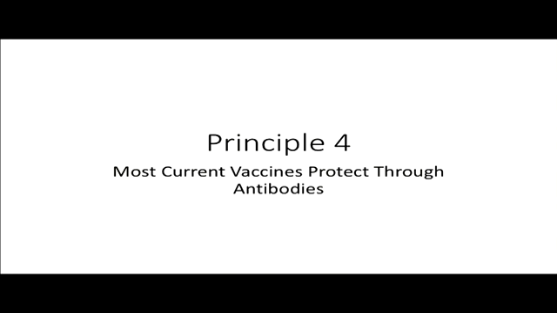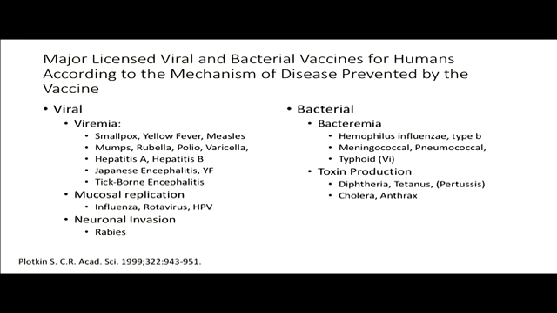New vaccines are going to have to be, perhaps, where antibody is not a simple correlate or a mechanism of immunity, are going to be increasingly more complex. For example, against tuberculosis, against HIV. These are almost certainly going to need to be T-cell-based vaccines, and that's a more complex challenge to measure those responses. So these are examples of major licensed viral and bacterial vaccines for humans according to the mechanism of disease prevented by the vaccine.